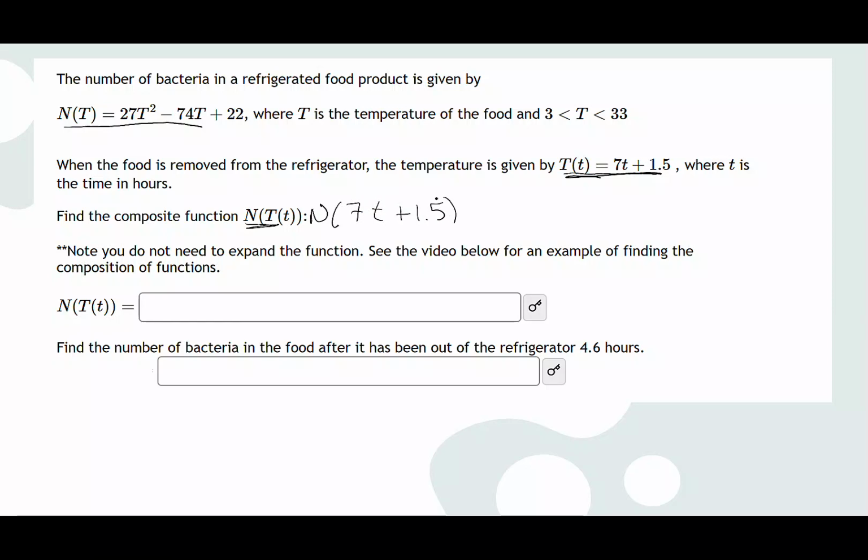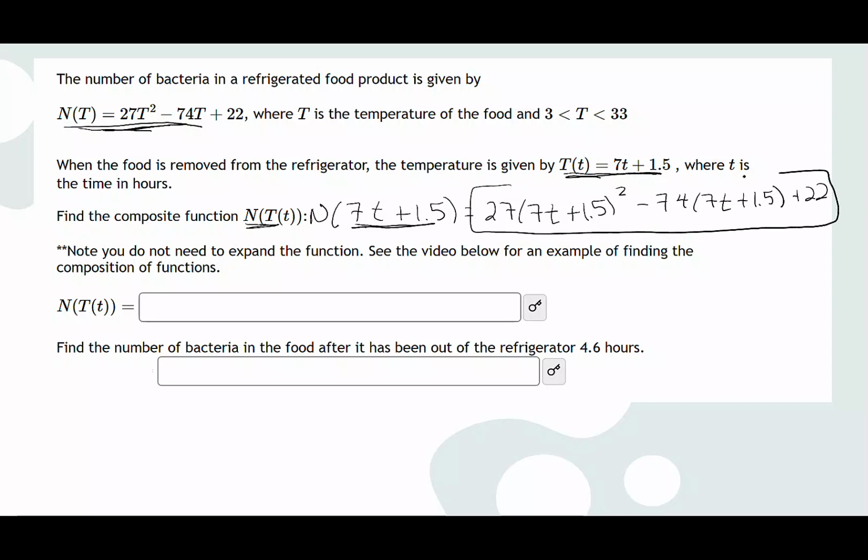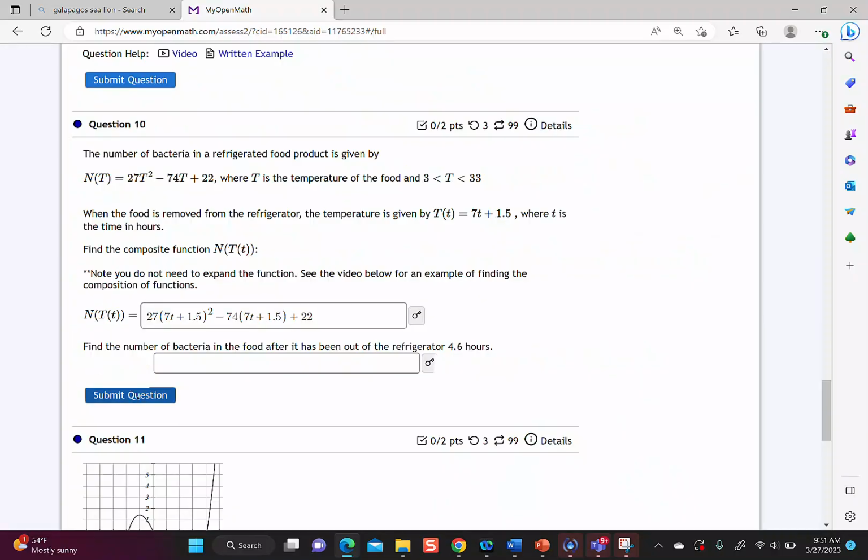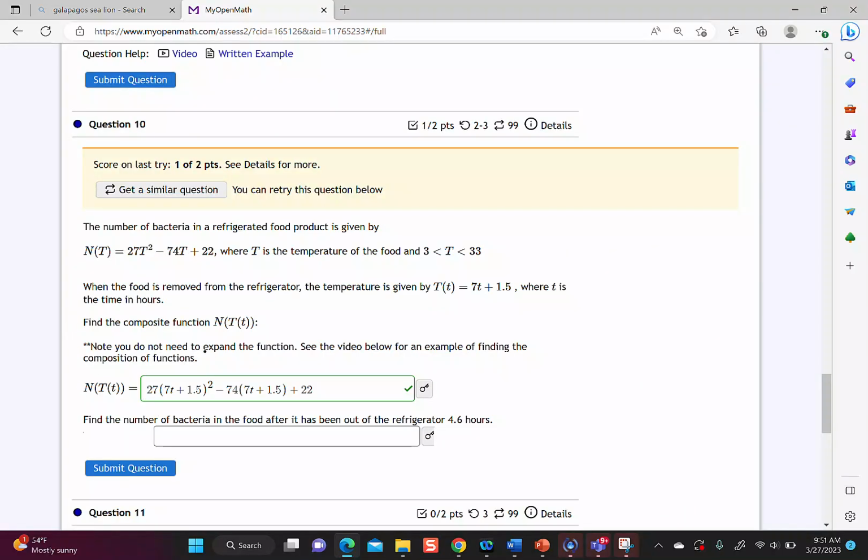So that says anywhere I see a capital T in my first function, I'm now going to plug in 7t plus 1.5. So I'll have 27 times (7t plus 1.5) squared, minus 74 times (7t plus 1.5), then plus 22. So see the note where it says you don't need to expand it? That means this is exactly what you need to put into MyOpenMath. So I wanted to show you, I typed that in, and I'm going to submit that piece of the question to see that that's right.